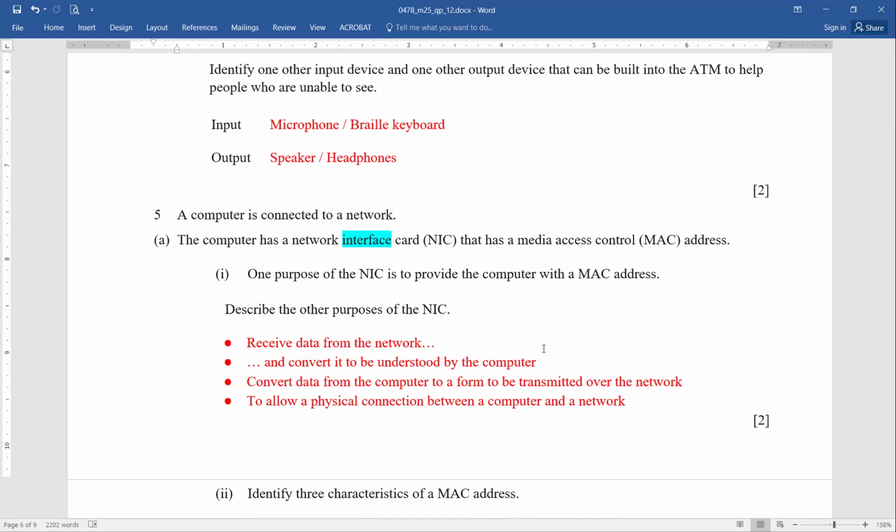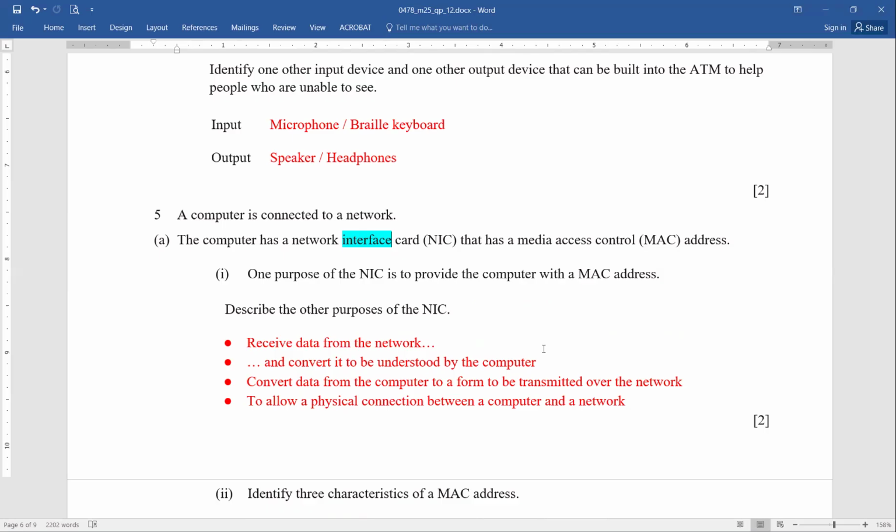And its job is then to convert it into a form which will be understood by the computer. That is the main thing. Besides it, it will convert data from the computer to a form to be transmitted over the network. So it's not doing one thing. It's not doing a one-way job only. For example, now I am there to send the data. So here, again, the NIC will be getting the data from my computer and will be transmitting it over the network. And again, the job will be now as a sender.